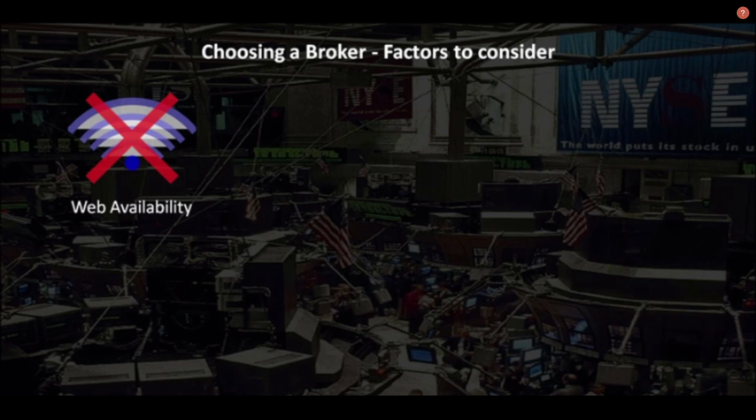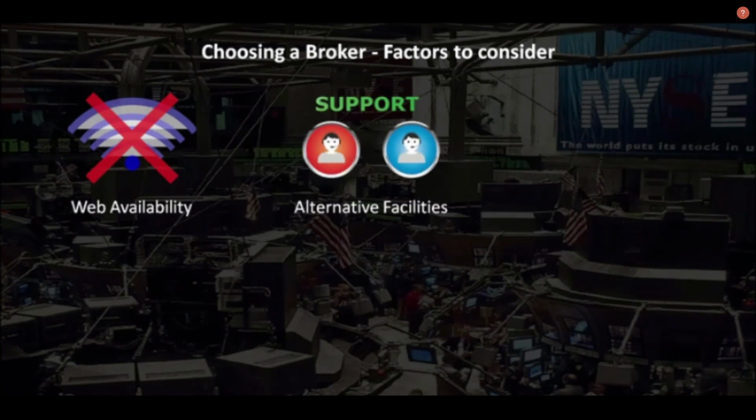Since most of the trading is electronic, you should check the availability of the website during peak trading hours. It is important to consider how fast their website responds, especially if you are considering a discount broker. The next factor is alternative trading facilities. This will become an important factor when the broker website is facing outage.